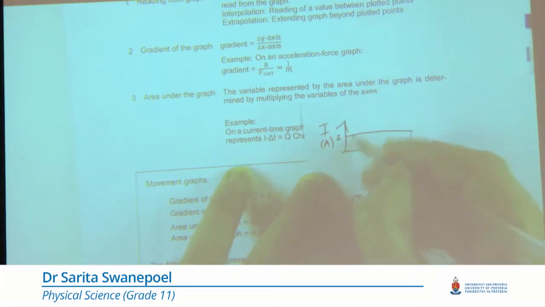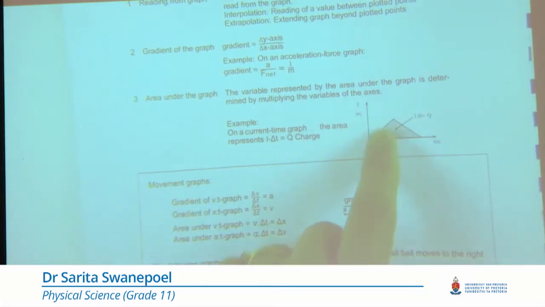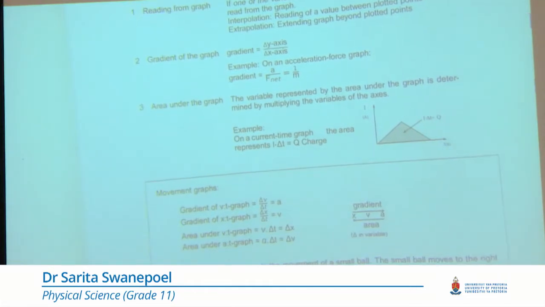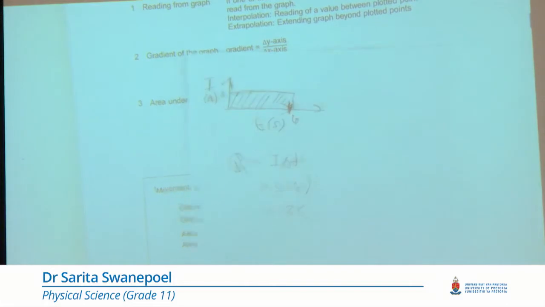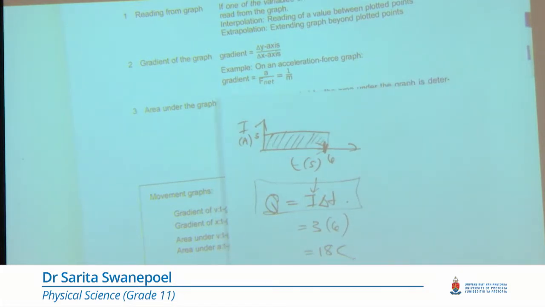Can you see that is just the area under the graph, right? That would have been 3 times 6 as well, right? Now we get to a graph where I is changing. Now you've got a problem, right? What do you put into your equation? Which I do you put in there? You can't, right? So actually you have to go to first year mathematics, right, and start integrating and so on.